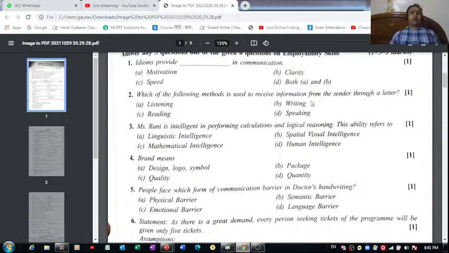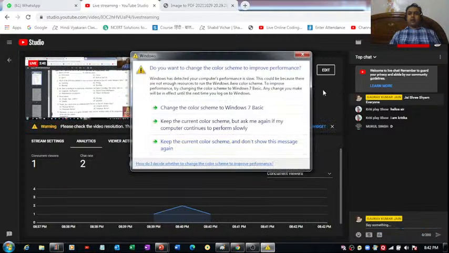Now, which of the following methods is used to receive information from the sender through a letter? If a sender has sent a message through a letter, then which of the following methods will be used to receive the information? So, is it listening? Is it writing? Is it reading? Or is it speaking? Who will give the correct answer?